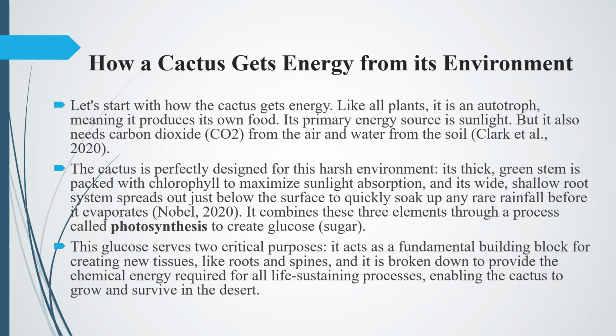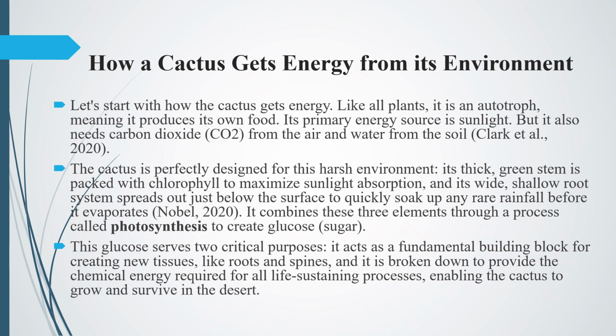Like we said, its primary energy source is sunlight, but it also needs carbon dioxide from the air and water from the soil. The cactus is perfectly designed for this harsh environment, with its thick, green stem packed with chlorophyll to maximize sunlight absorption, and its wide, shallow root system spreads out just below the surface to quickly soak up any rare rainfall before it evaporates.